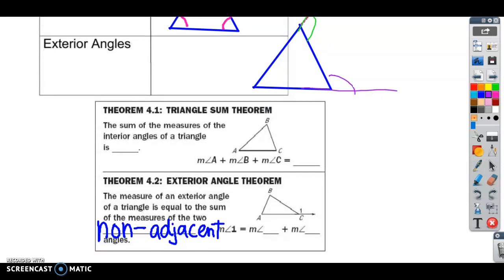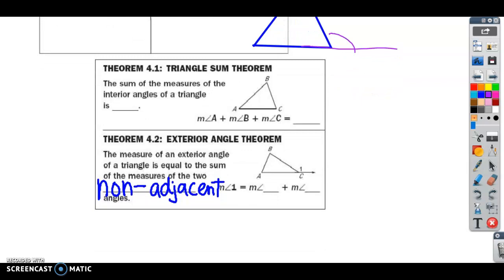So that leads us into the triangle sum theorem, and this is how it's written in a textbook, and it's good for you to see that: the sum of the measures of the interior angles of a triangle is always, no matter what kind of triangle, 180 degrees. You are going to find that very useful. So the measure of angle A plus the measure of angle B plus the measure of angle C is always 180 degrees. And then the exterior angle theorem says the measure of an exterior angle, and in this case we're talking about angle 1, right there.